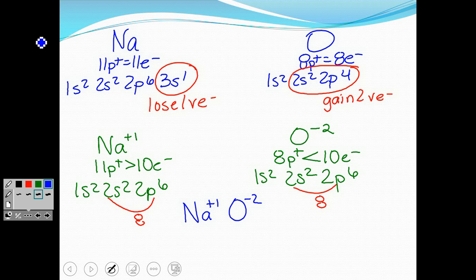And so what we're going to do is it's known as the crisscross. It's very easy. We're going to take our charges, the numbers, and we're going to crisscross them down to become subscripts. So the 1 would go here, and the 2 would go there. Now, the one thing we don't do is we don't write 1s. They're going to leave this blank.